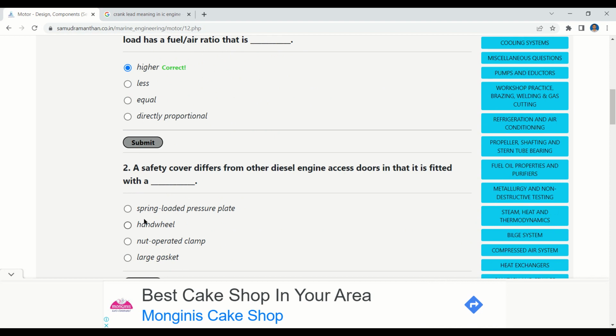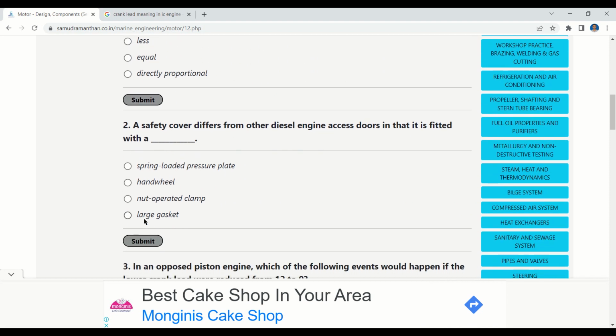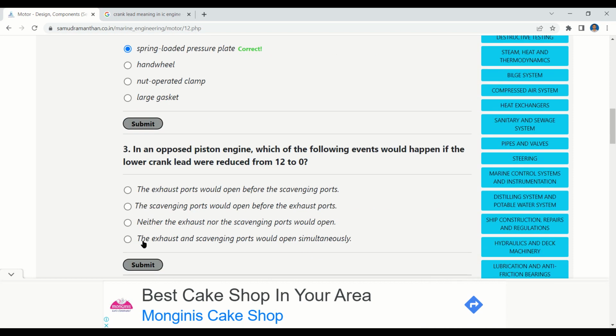A safety cover differs from other diesel engines' access door in that it is fitted with, and the options are spring-loaded pressure plate, hand wheel, nut-operated clamp, large gasket, and the correct option should be spring-loaded pressure plate.